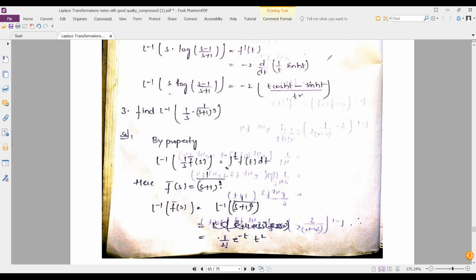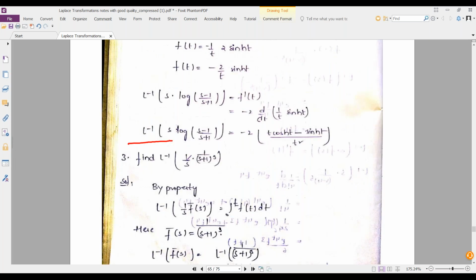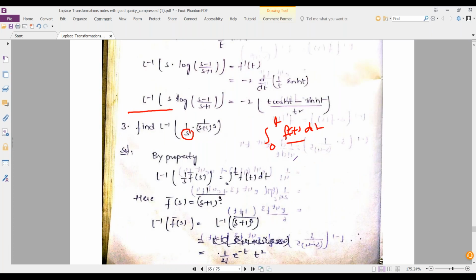Up to this, product of s is there. Now division of s. If it is a division of s, it is integral 0 to t of f of t. Earlier we tried with a derivative, now integration. So to this function I have to find the integration. That is one more step here. Then 1 by (s plus 1) whole cube can be written as e power minus t times t square by 2 factorial, since s cube means t square by 2 factorial. This integration I have to compute.